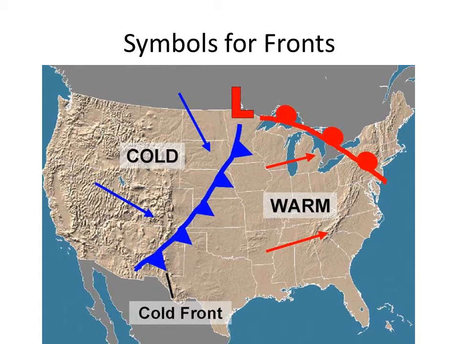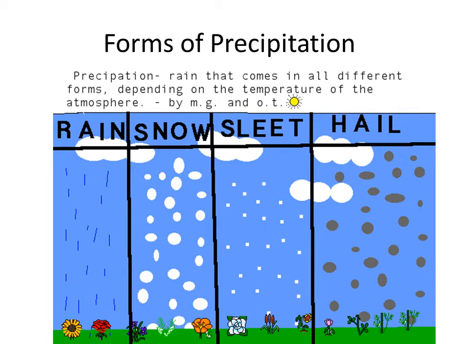Here are the symbols for the different types of front. On the left you see the blue triangles that mark a cold front moving from left to right, and on the right you see the red semicircles that mark a warm front, again moving from left to right. You will see these on weather maps on the news.